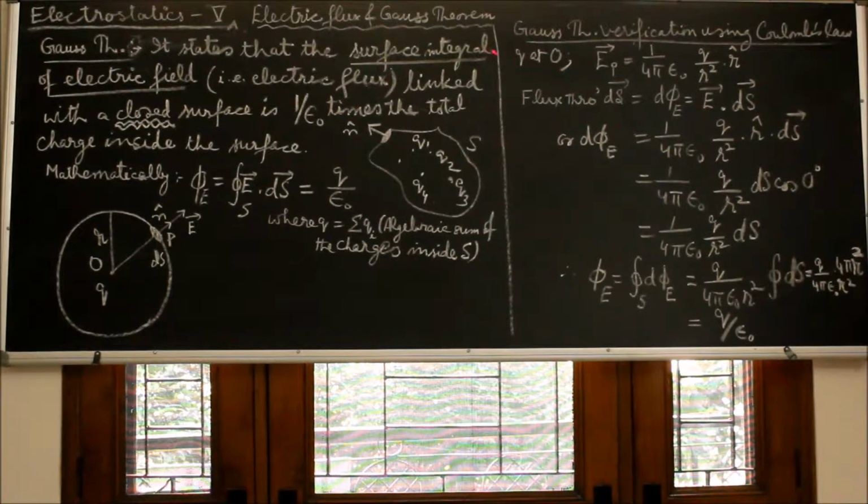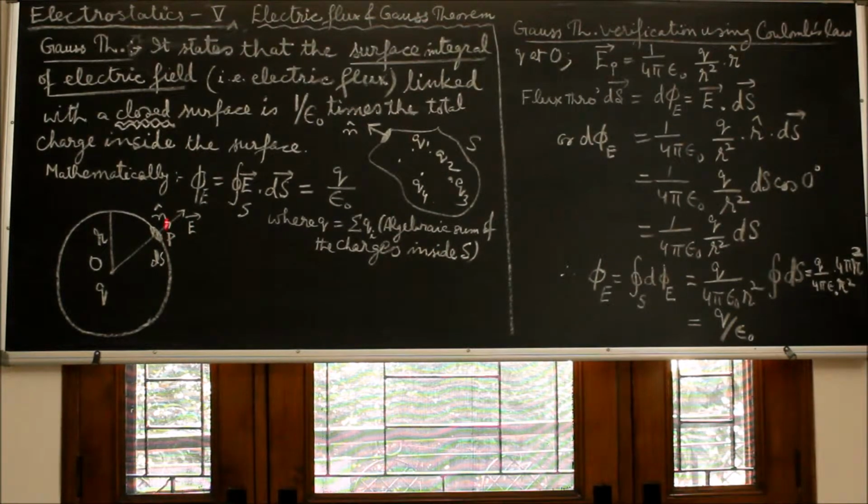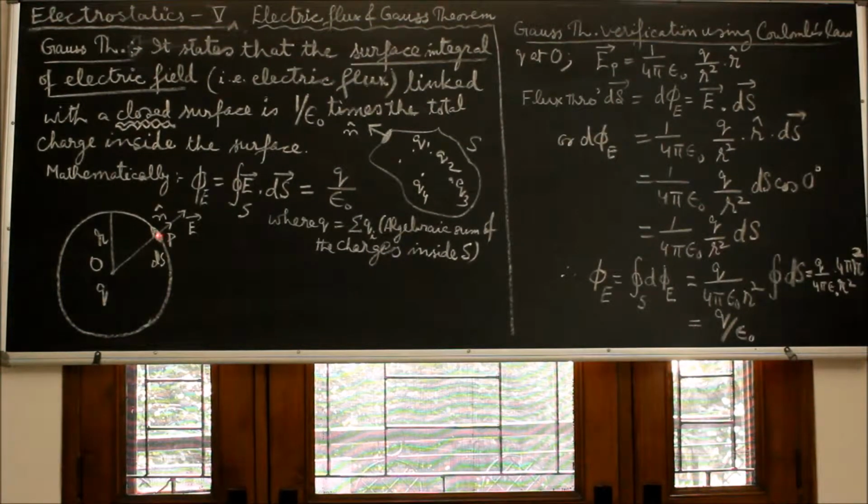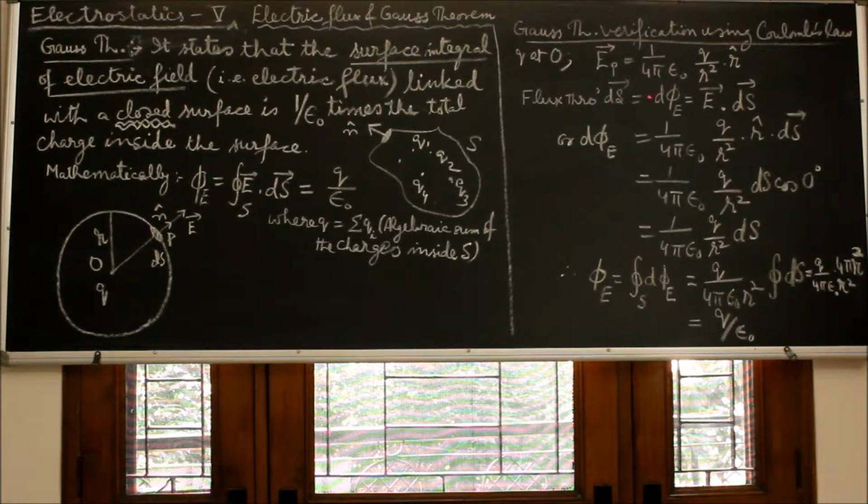By Coulomb's law, if you have a charge at O, the electric field intensity at a point P on this spherical surface is given by 1 over 4 pi epsilon naught Q over r square, r cap, where r cap gives the direction of the electric field. Taking this charge to be positive, the field will be directed radially outwards. If we take an elementary area, a small area dS around P, then the flux through this elementary area will be d phi E, that is E dot dS.